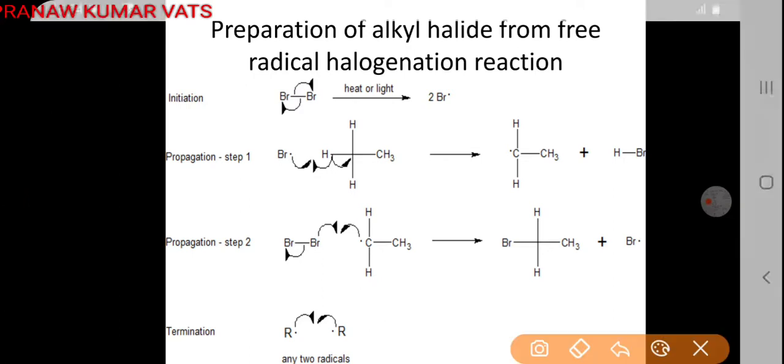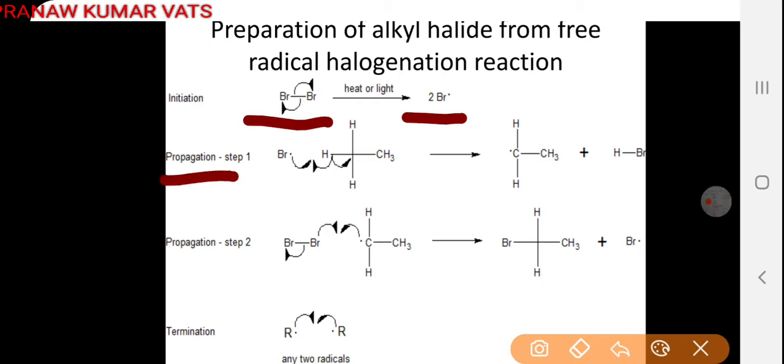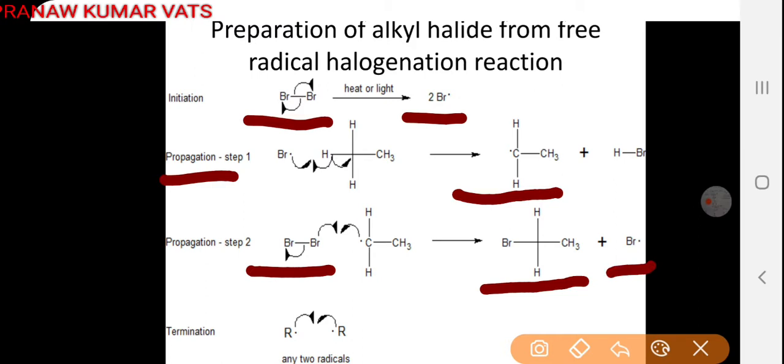Whenever UV light falls over the halogen molecule, homolytic bond dissociation takes place, resulting in formation of Br free radical. In the first step, that is the propagation step, this Br free radical attacks the hydrocarbon chain, resulting in formation of alkyl free radical. When the alkyl free radical is generated, it attacks another Br2 molecule, resulting in formation of alkyl halide and Br free radical.